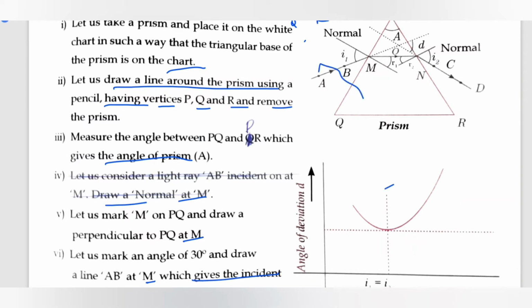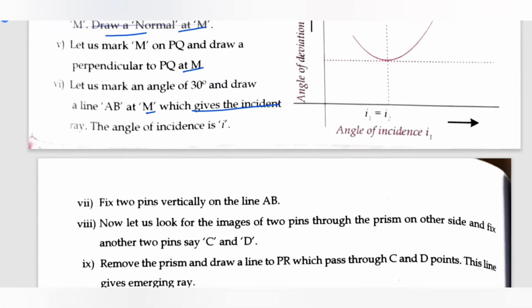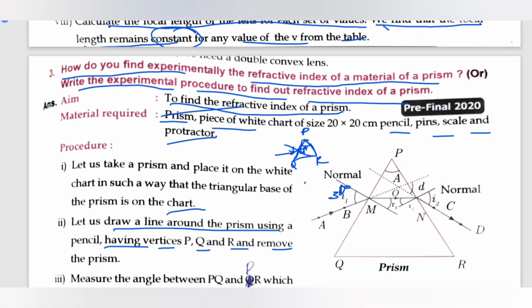So here we are drawing the incident ray at an angle of 30 degrees. So this 30 degrees will be called the angle of incidence. So this is the angle of incidence. Now fix two pins vertically on the line AB. So place two pins on this line AB.